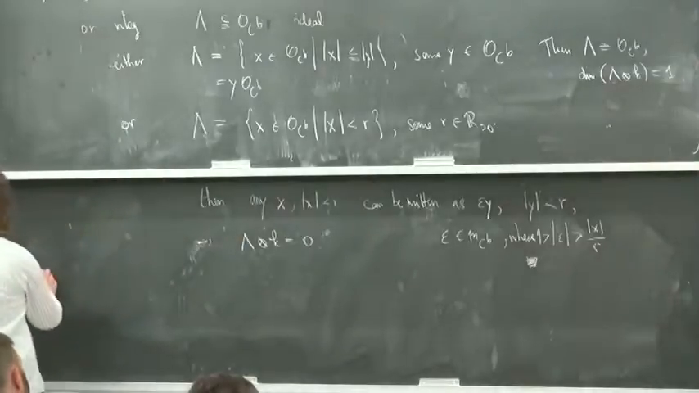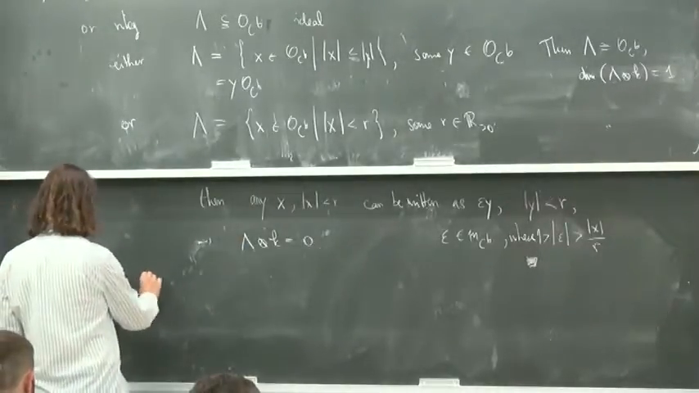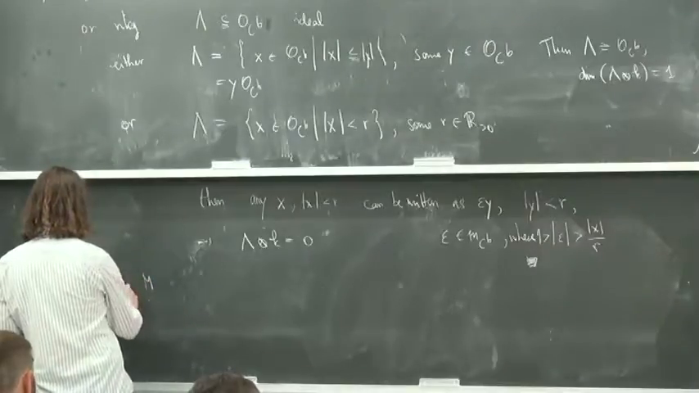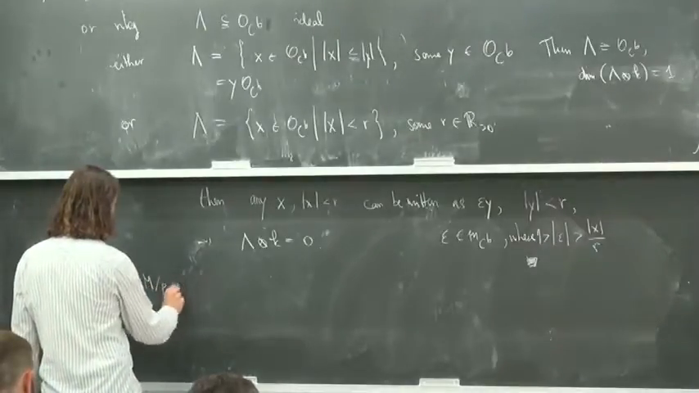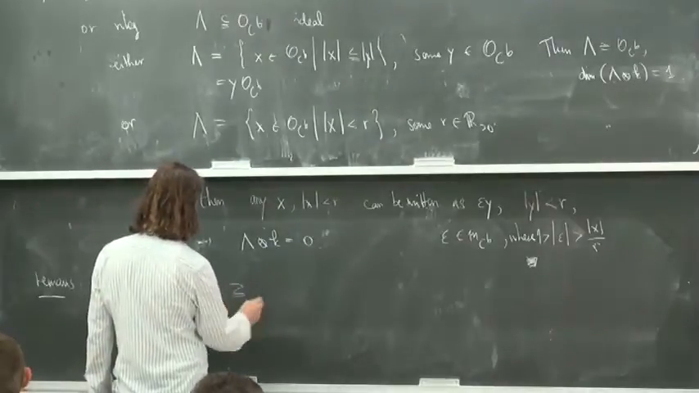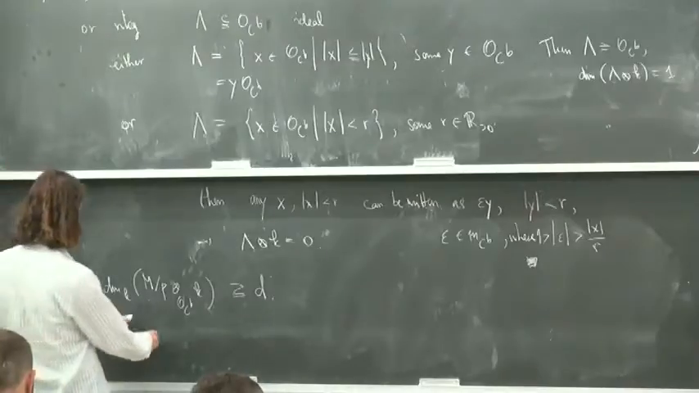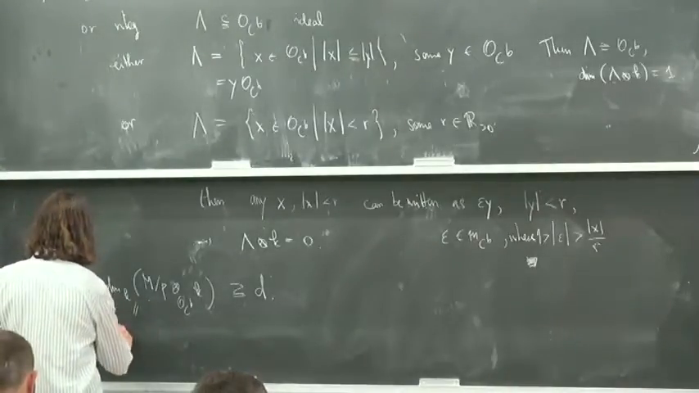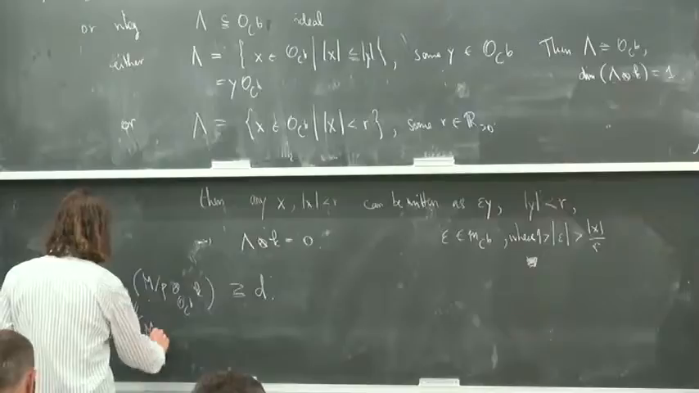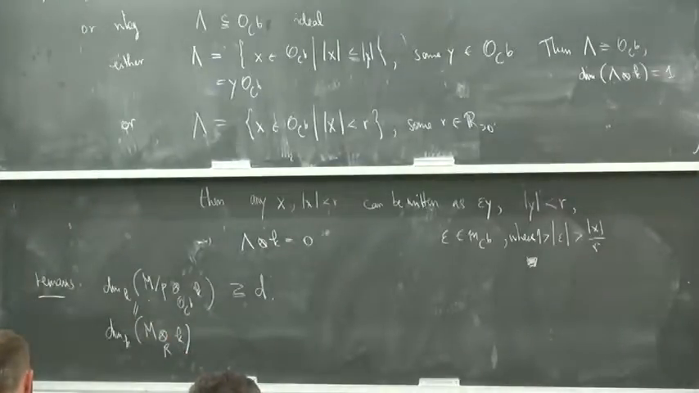So it remains to prove that the dimension over the residue field of M mod P tensor over O_C flat to K was equal to d, or it's even good enough that it's greater or equal to d. On the other hand, this is also just the dimension over K of M tensor over the whole ring down to K. So we'll consider this.